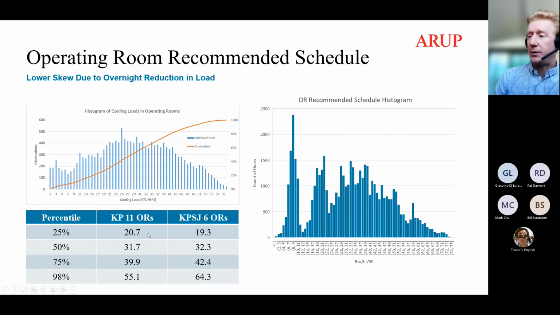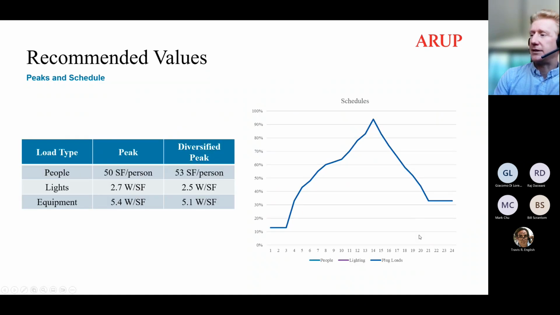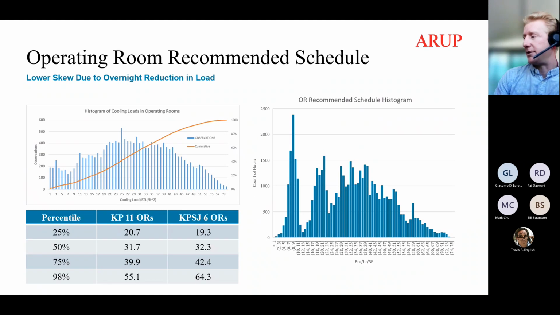And if we look at the percentiles, we get fairly good agreement in the 25%, 50%, and 75% bands, a little bit higher on the tail end on the 98%. And again, a place where perhaps the interior loads or the peaking behavior of the schedule that was selected at 94% is what's driving that upper end, and maybe additional modification would help adjust that value as well.